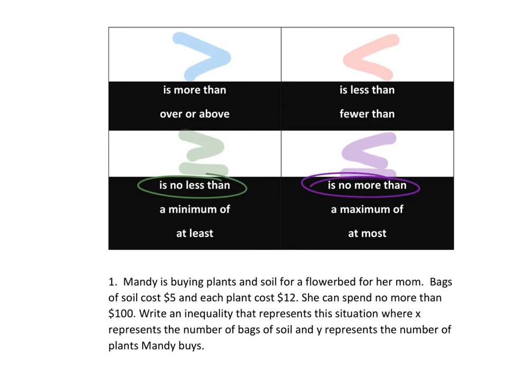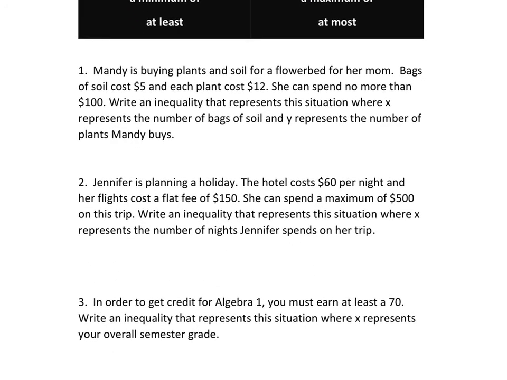Let's talk about Mandy's problem. Mandy is buying plants and soil for a flower bed for her mom. Oh, so nice. Bags of soil cost $5 and each plant costs $12. She can spend no more than $100. Write an inequality that represents the situation where X represents the number of bags of soil and Y represents the number of plants. All right, well, they told us what each of these things stand for.